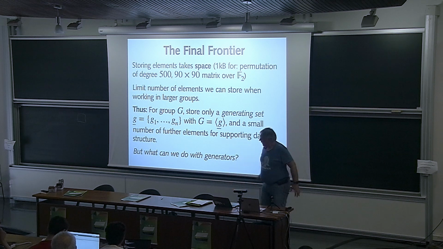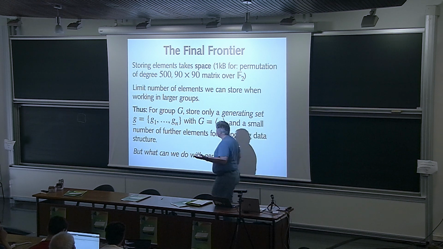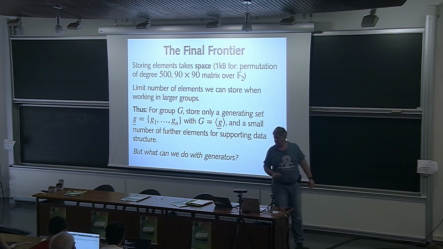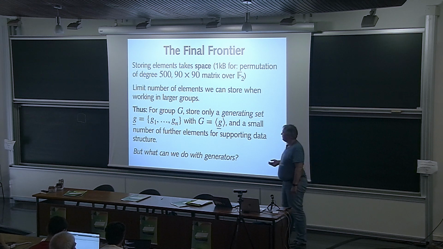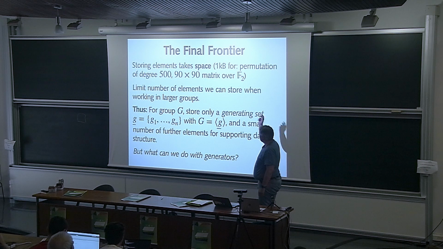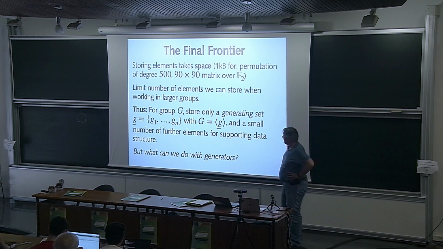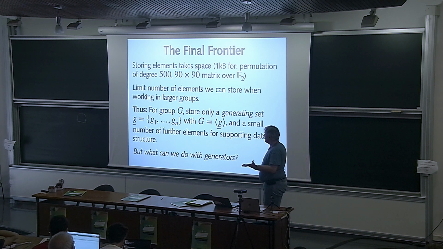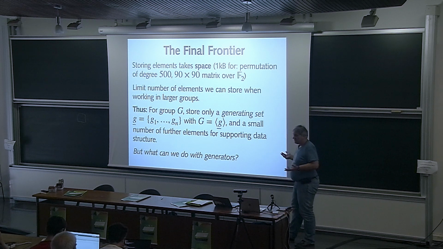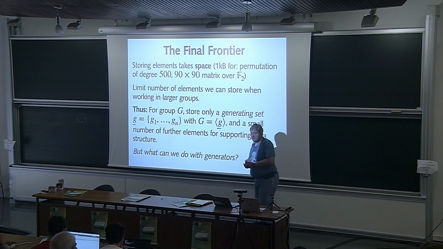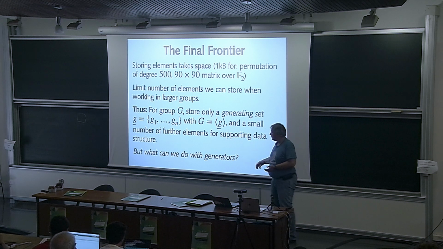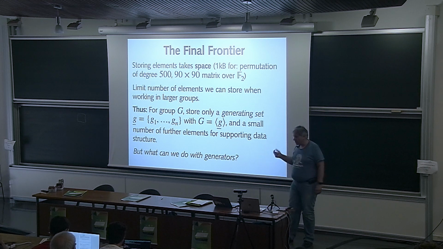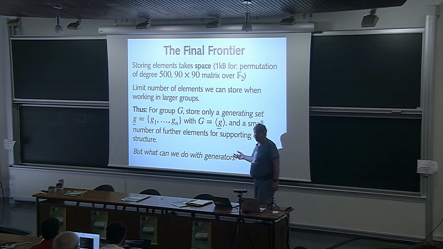Sorry. Well, if you store elements, it takes space. So just as a very basic calculation, in 1 kilobyte of space, you could, for example, fit a permutation of degree 500 or a 90 by 90 matrix over the field with 2 elements. But overall, even if your computer is big, you have some finite amount of memory available. That means we only can store a finite number of elements of a group. Vice versa, if the group is very big, we can't store all elements. And algorithms in general try to avoid storing all elements.